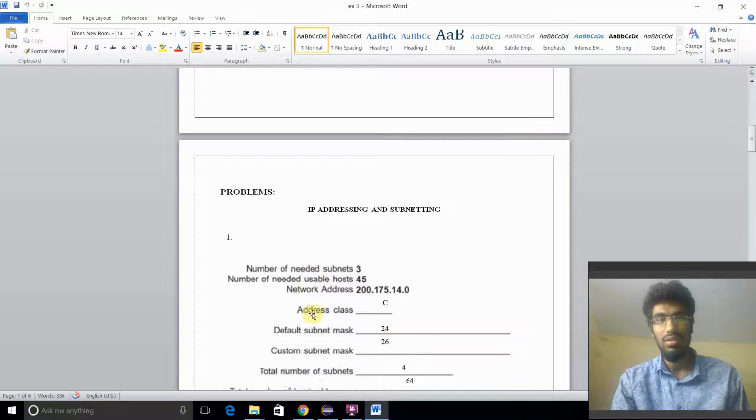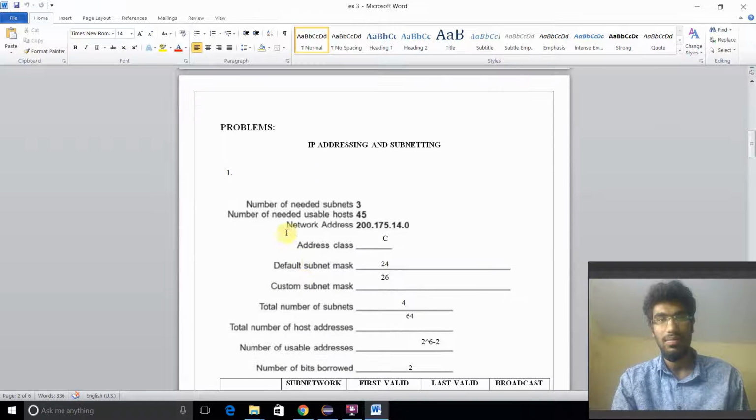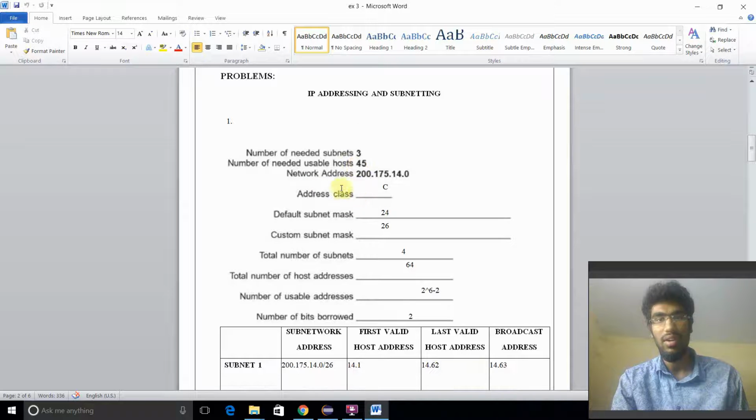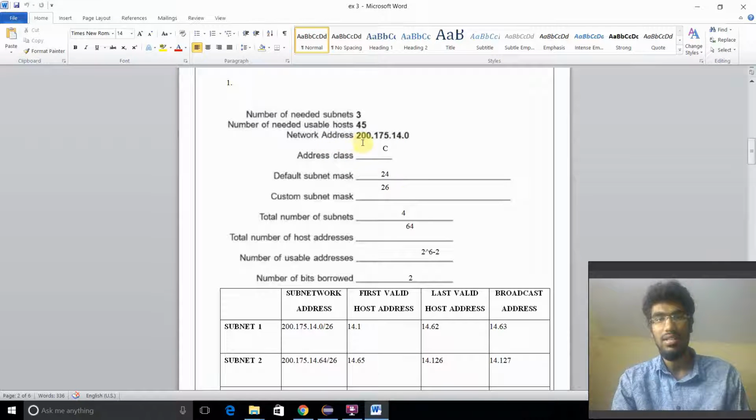Now we'll look at the problems. Here the number of needed subnets is given as 3, the number of needed usable hosts is given as 45, and the network address is given as 200.175.14.0. Since the address starts with 200, it belongs to Class C, and in order to get 3 subnets, we need to borrow 2 bits. So the number of bits borrowed is 2.